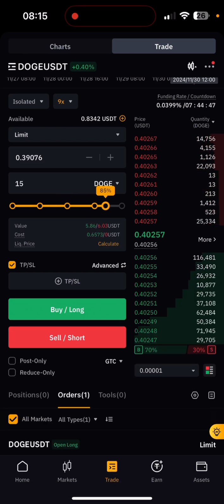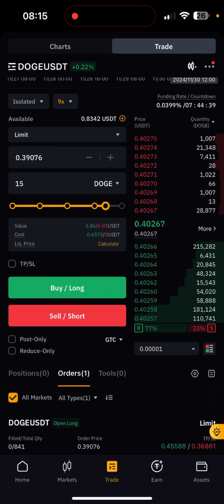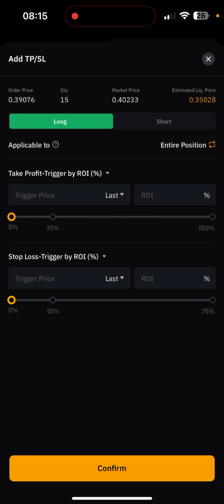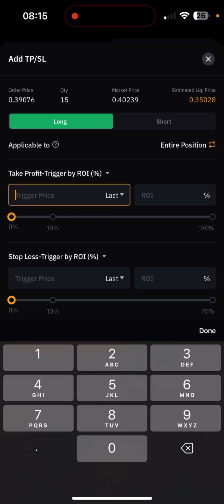You increase the quantity you want to use for the trade. Once you are done with that, you click on the TP/SL box. You click on it, then you click addition. You add it. So when you click on add, all you need to do is put the TP price you see on the signal that I've drawn. You put it here. You type it there.